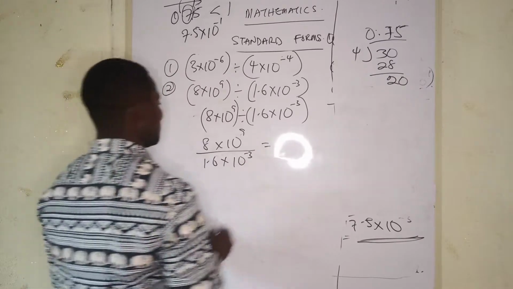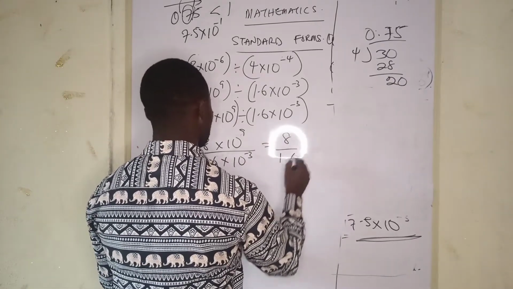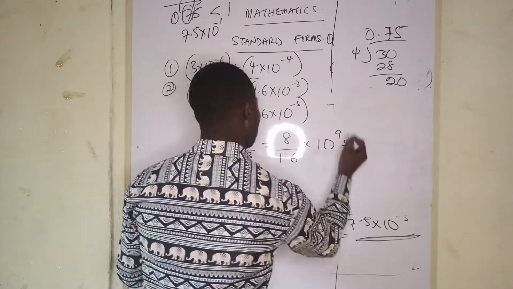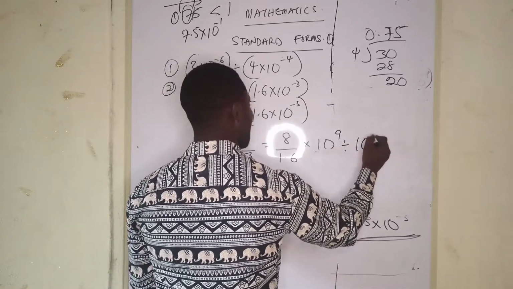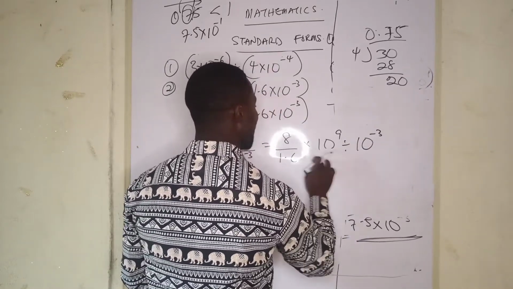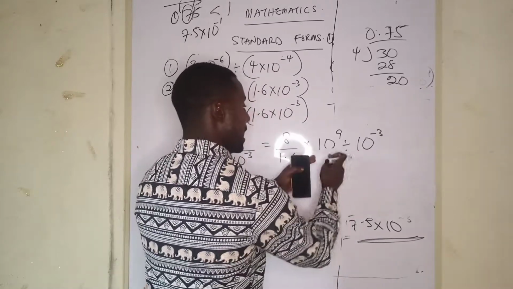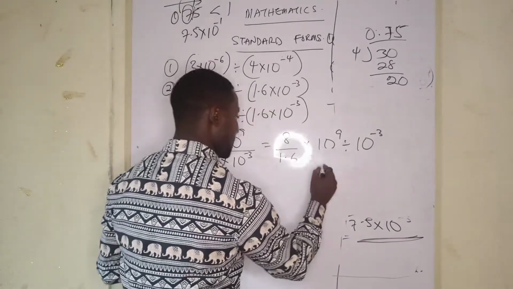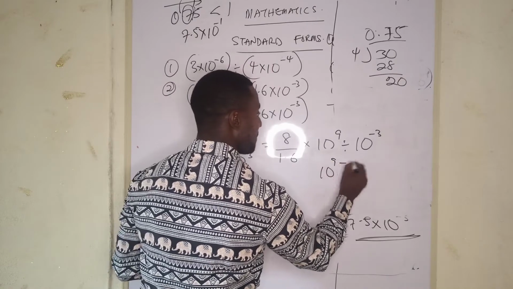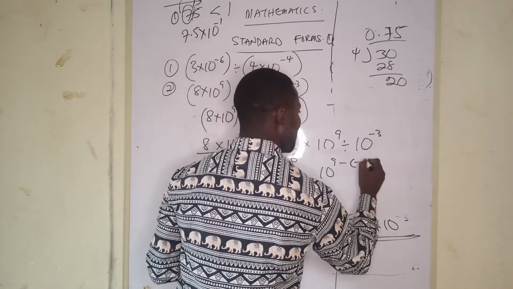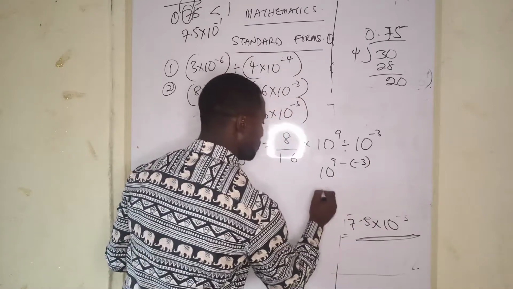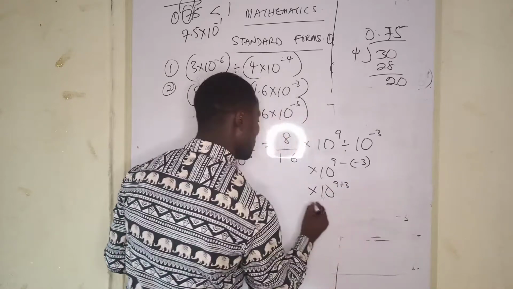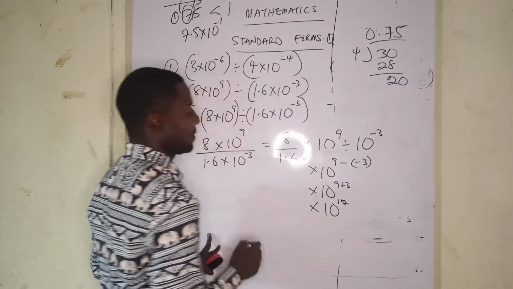What will this give us? It will give you 8 divided by 1.6 times 10 raised to the power 9 divided by 10 raised to the power minus 3. The reason we are doing this directly is because these numbers, they are indices, and we can just take it once and for all and end the class. Now, let's go again. It becomes 10, 9 minus minus 3, so this will give you 10, 9 plus 3, which will give you 10 raised to the power 12. So we are done with this side.